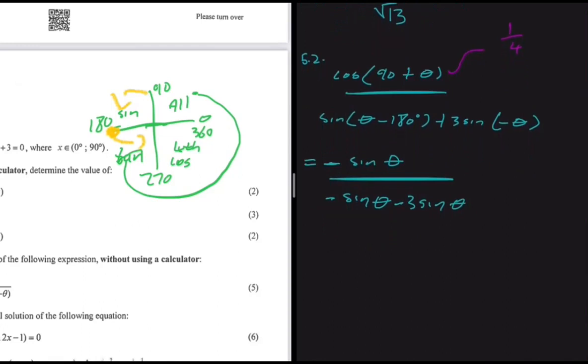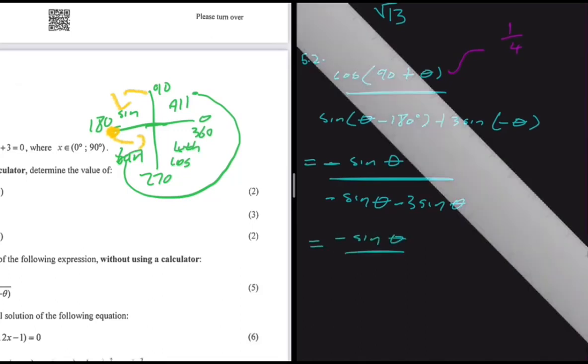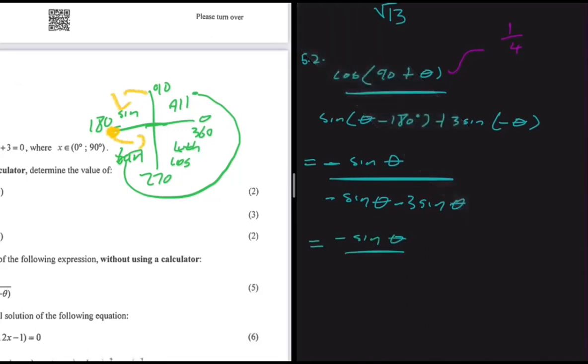So if we go ahead and solve this, we're going to get minus sine of theta divided by minus sine of theta minus 3 sine of theta. So that will be minus 4 sine of theta. Sine of theta and sine of theta cancel out, so we're just left with 1 divided by 4, like we had said we're supposed to have.